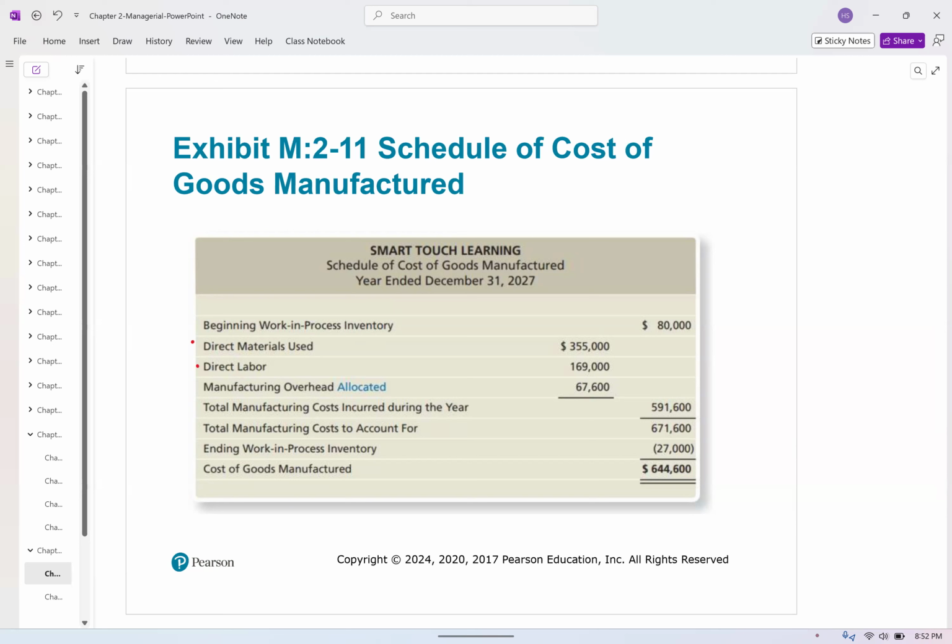We get 591,600, that's the total of these costs. Okay. Then the total manufacturing cost to account for, that is just the beginning balance, because that was last period's ending, added to what we added into work in process this period. So that gives us total cost to account for. They're going to take the, I'm sorry, ending work in process inventory out to get cost of goods manufactured.